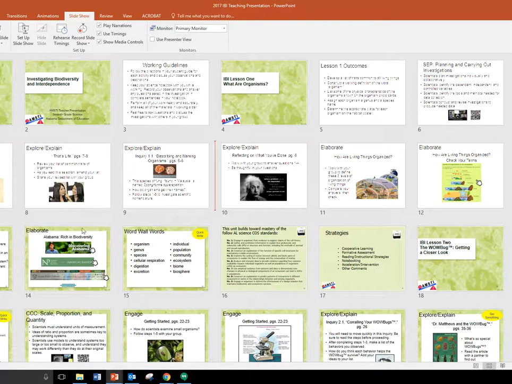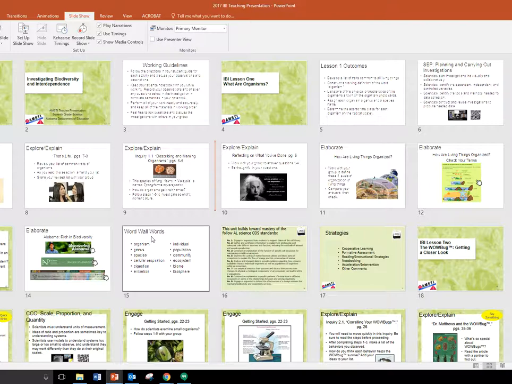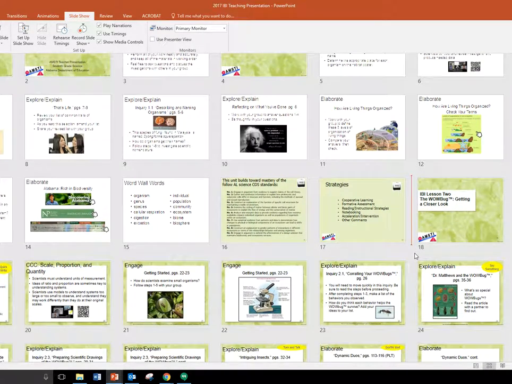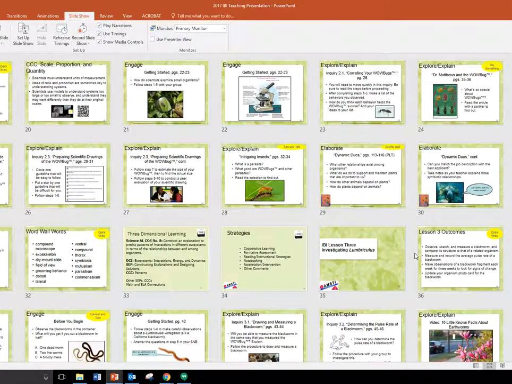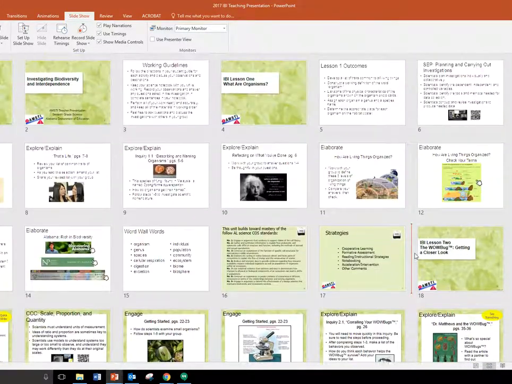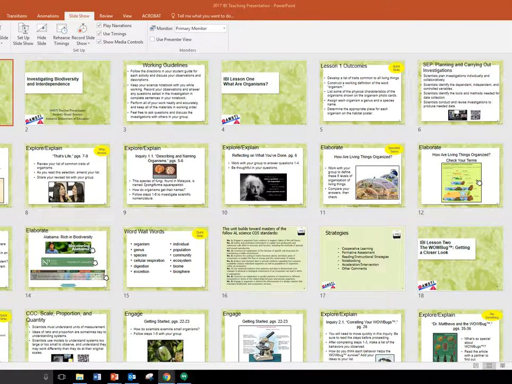And you will see slides with word wall words, science standards, and strategies. So these are common to all of our lessons. Let's take a little bit of a look at some of these in more detail.